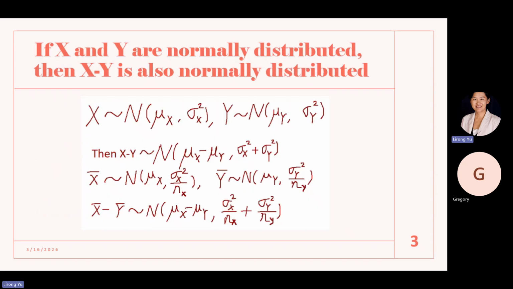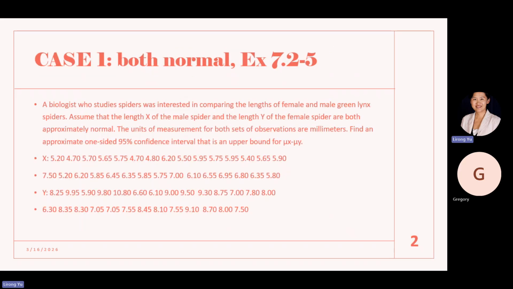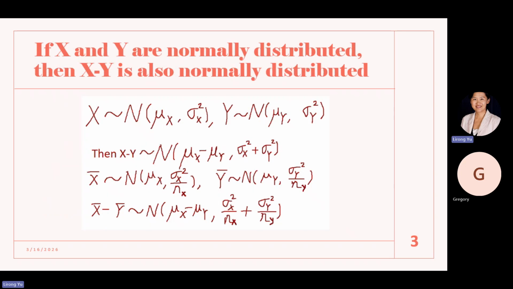All right, so when both of the data are guaranteed to be normal, so what do we do? I mean, you read the question more carefully. This is the second example in 7.2. The question already stated here that the lengths of the spiders are approximately normal. So normal distribution has already been mentioned and confirmed. So X is normal with its own mean and its own variance. Y is normal, and therefore X minus Y is also normal.